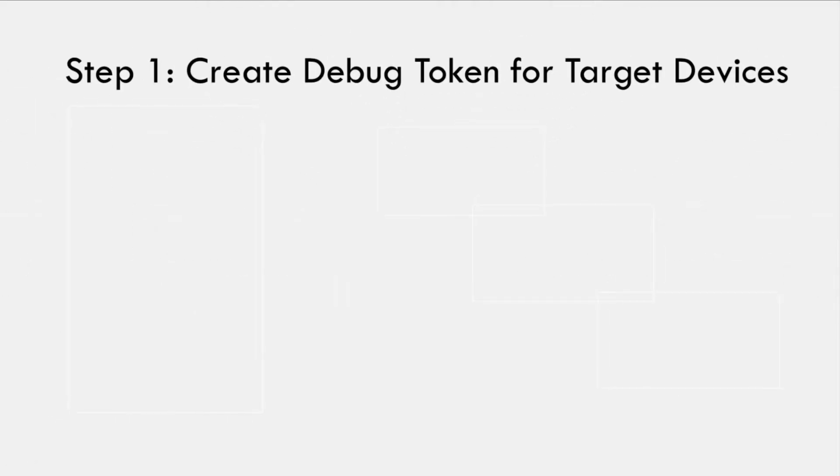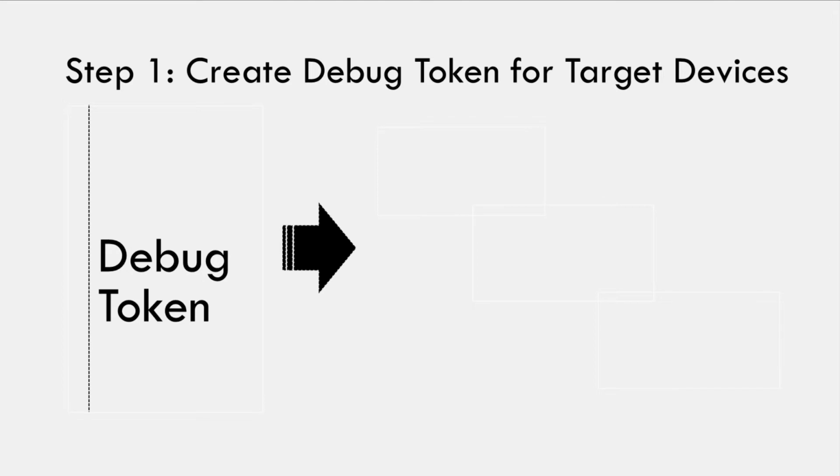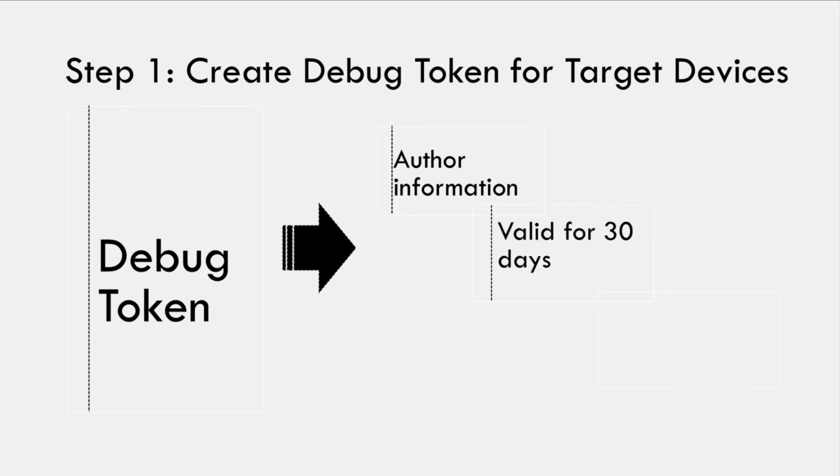Now, let me show you how to create a debug token for the target devices that is associated with your author information. As mentioned earlier, a debug token created using your signing account is simply a BAR file that contains your author information and that, if installed on a BlackBerry 10 device, will allow an unsigned BAR file of your application to be installed on that device without being blocked by the operating system. Debug tokens are valid for 30 days from creation date, so you only need to perform this step once every so often. You can create a debug token either using the IDE or using the native command line tools.